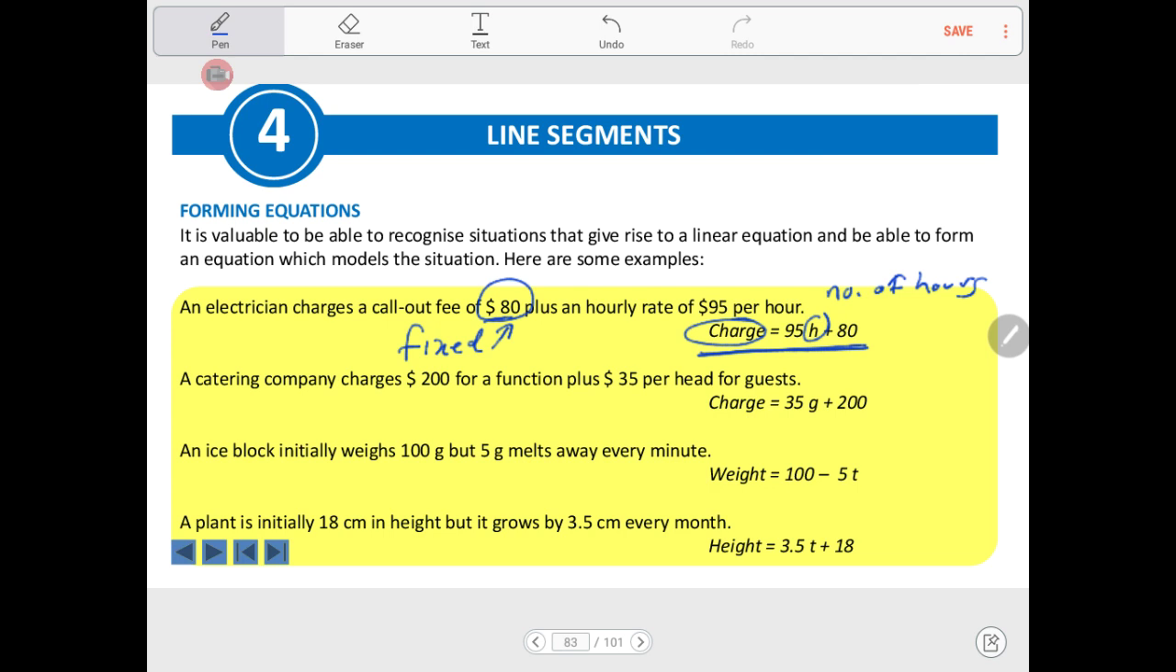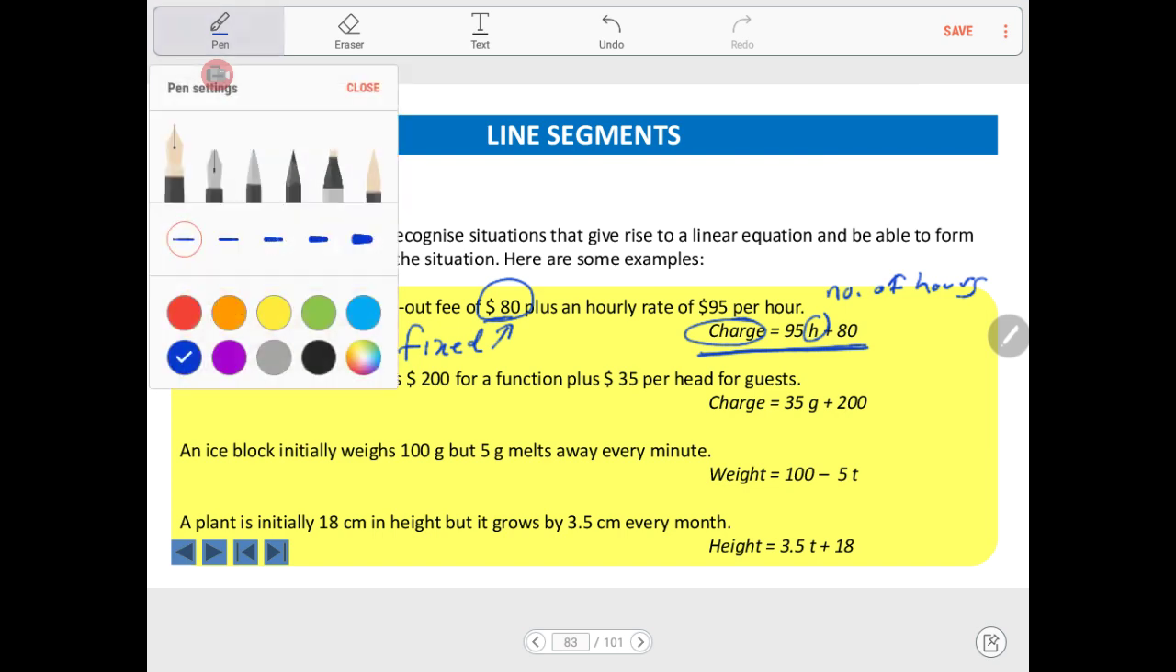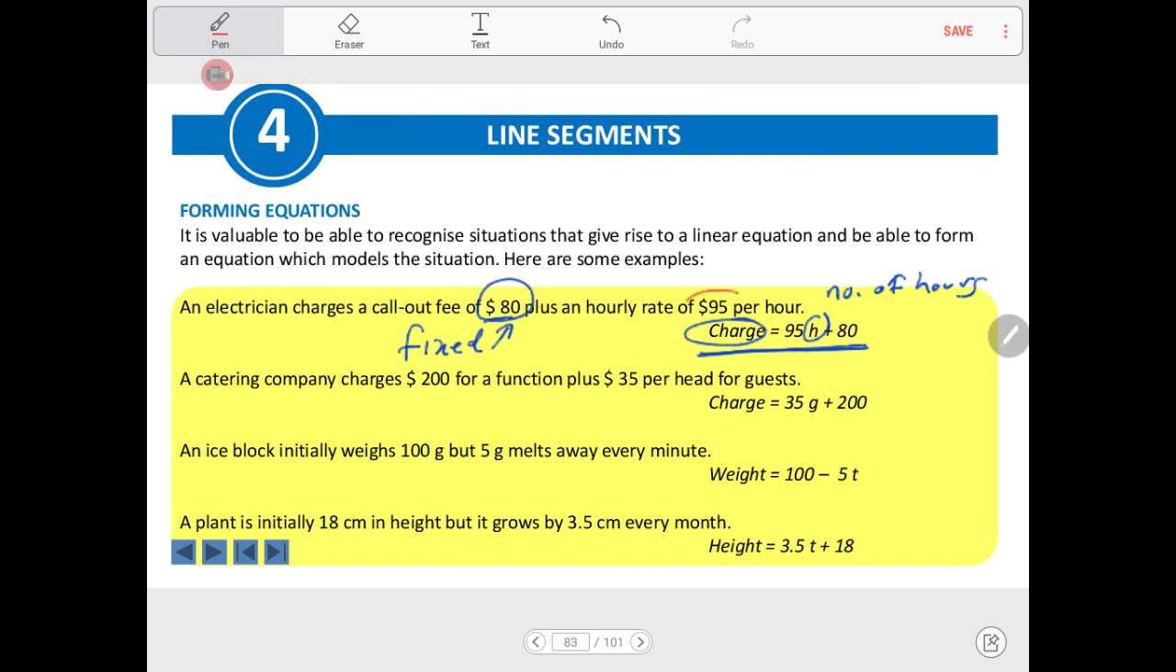What does change is the charge that the electrician gets from working more hours. So for each additional hour, the electrician gets another $95. So we multiply the number of hours by 95, and that gives us the gradient. So the gradient is the one that can change, and the y-intercept is the one that's fixed.